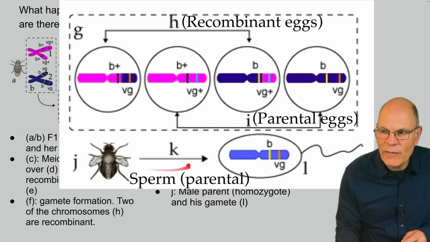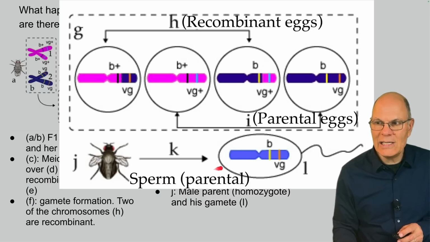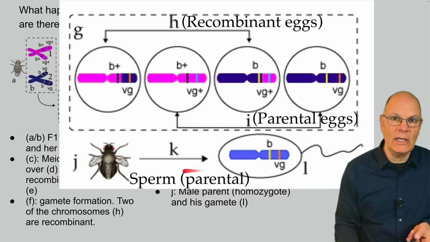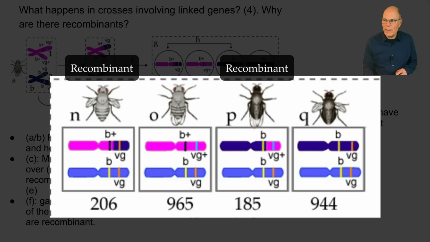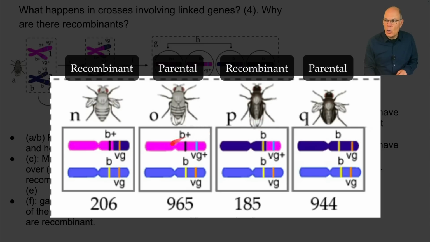Now over here, we have the male parent who's a homozygote, and he can only produce one kind of gamete. He's homozygous. He can only produce a gamete that has B and VG. Here's what happens with the offspring. Offspring N and P have recombinant phenotypes. In other words, they have, in this case, gray body vestigial wings. That's recombinant. Neither of the parents look like that. And this is black body normal wings. Again, recombinant. Neither of the parents look like that, but O and Q are parental phenotypes. O is gray body normal wings and Q is black body vestigial wings.